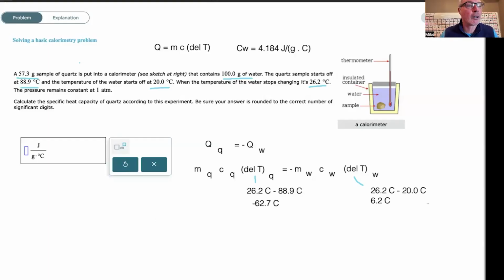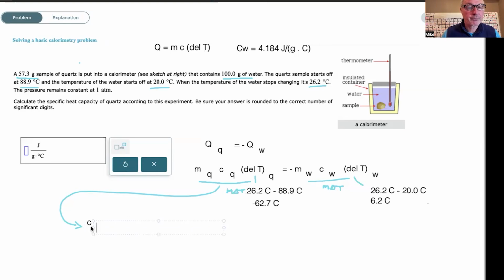And so if we're going to solve for C quartz, that would be if we divided both sides by M and then delta T on both sides, right? I didn't do it last time, so I felt bad about it. M delta T.